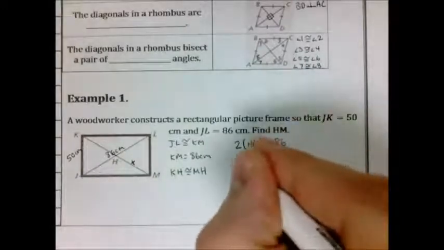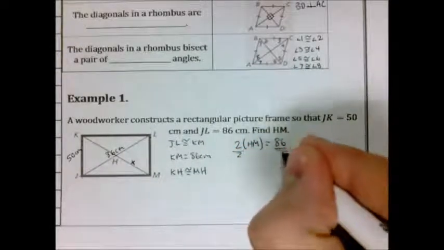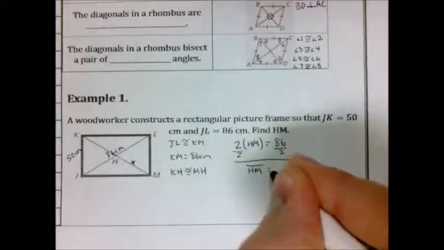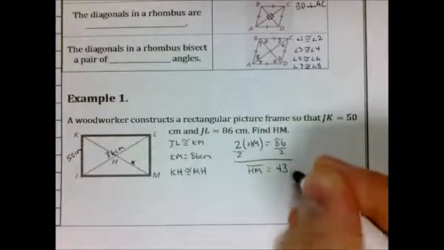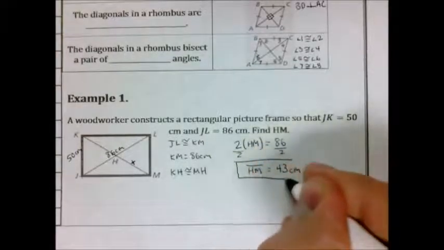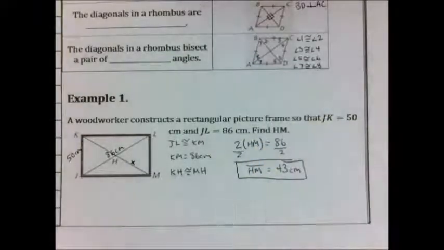And if we just solve that, divide by 2 on both sides, we get that line HM then has to be equal to 43. That'll be 43 centimeters. Okay, and that's how we find what HM, the length of HM really is.